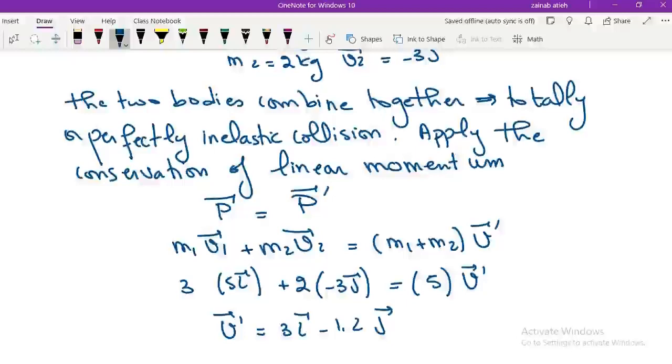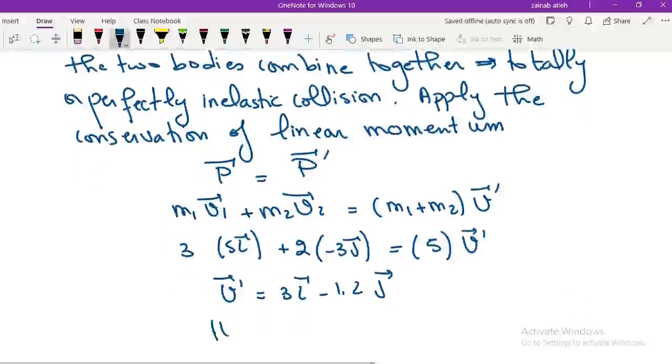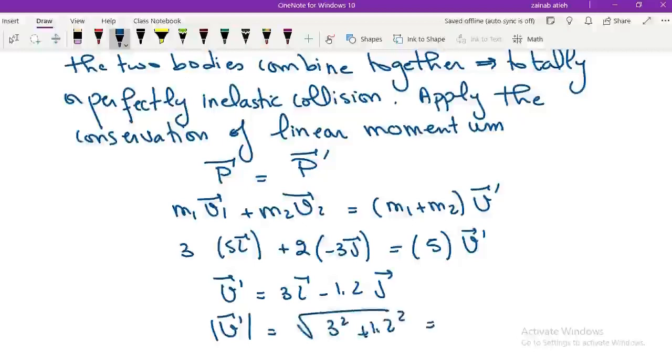If he's asking for the speed, which is the magnitude of the velocity, so if he's not asking, but I'm calculating it anyway. So v prime is equal to radical 3 squared plus 1.2 squared, it's equal to, I will calculate it, it is 3.23 meters per second. Okay.